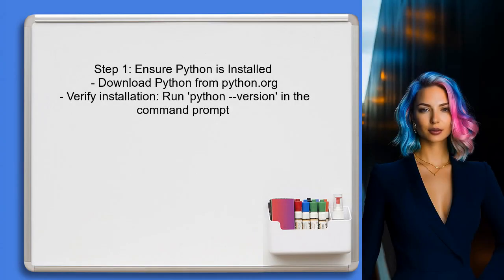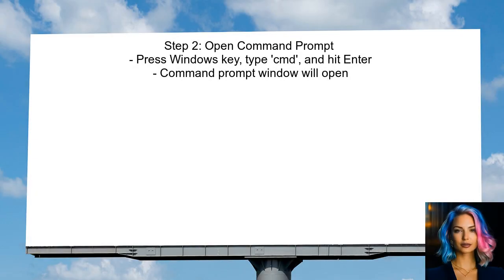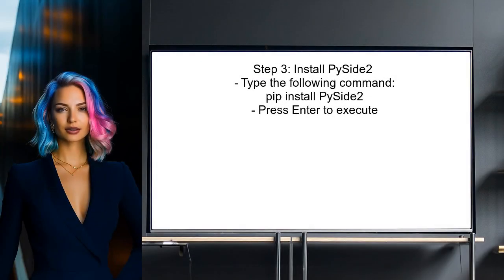To begin, the user should ensure that they have Python installed on their system. This is essential for using pip to install PySide2. Next, the user needs to open the command prompt. This is where they will enter the command to install PySide2 using pip. Now the user can install PySide2 by typing the command pip install PySide2 in the command prompt. This will download and install the package automatically.